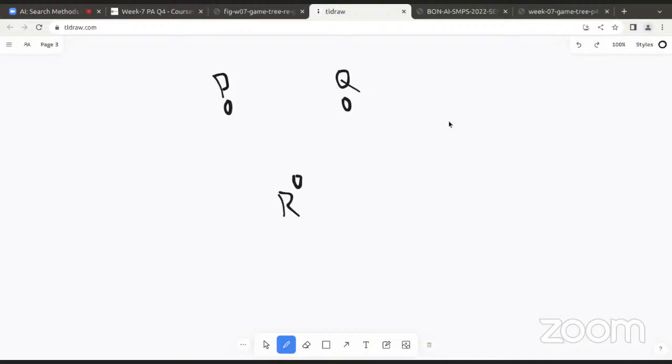Okay, how many tours can you have? So from P, I can go to Q, and from P, I can come to R, right? From P, I can go to Q. And from P, I can come to R. And from Q, I can come to R.